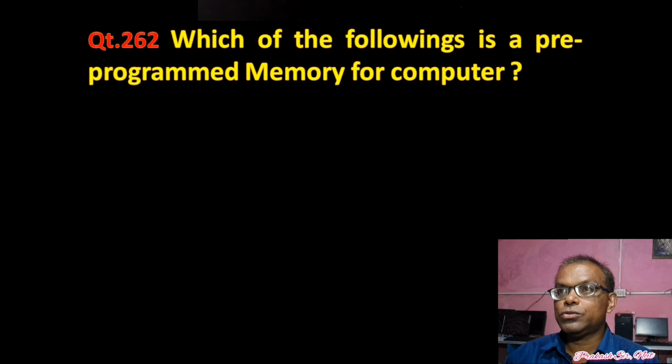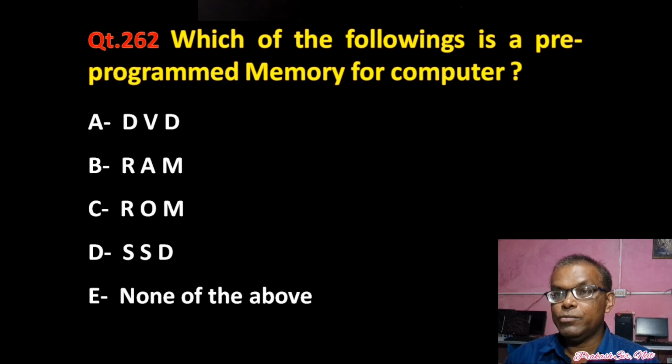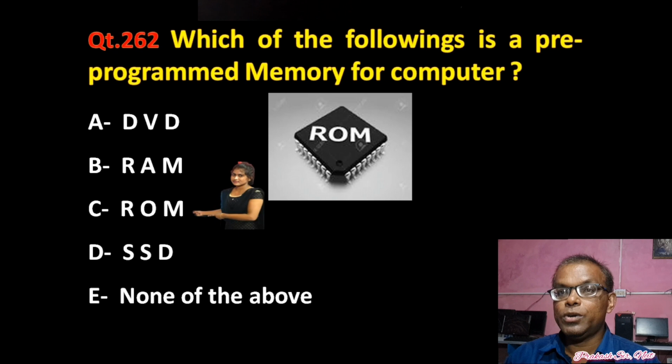Question number 262. Which of the following is a pre-programmed memory for computer? Let us check the alternatives: DVD, RAM, ROM, SSD, and none of the above. The correct answer is read-only memory. Read-only memory is a pre-programmed chip, because it has been programmed by the company that manufactures it. So that is why option C is the correct answer.